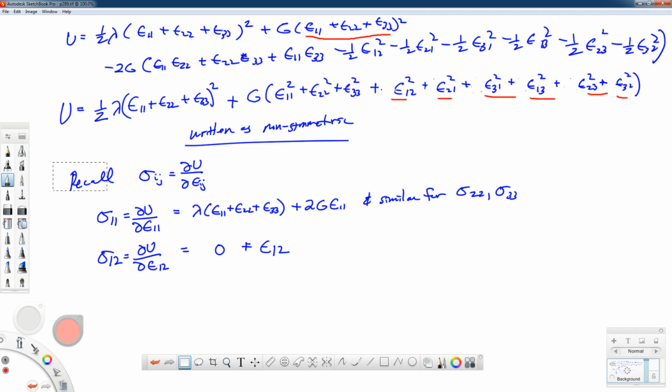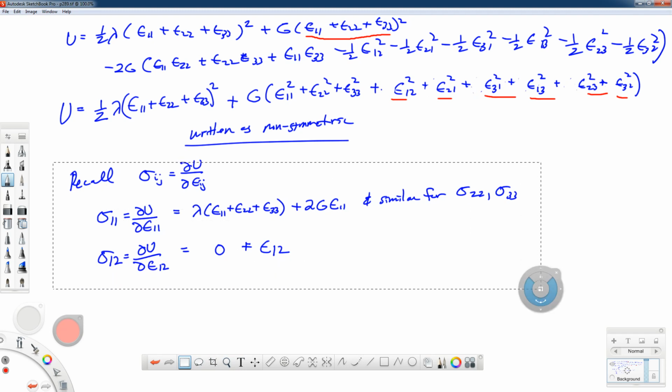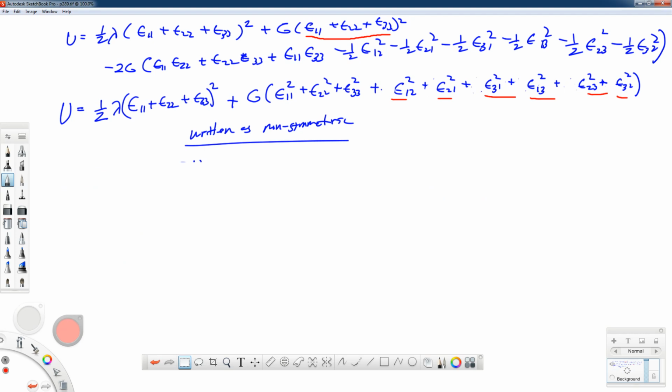You might notice that I had erased a few things and had made a little mistake there, and I want to come back and fix it. So I'm just going through that kind of fast. But what I want to do next, and the reason why I wanted to start this over again, is because I want to take the partial derivative of u with respect to epsilon 1 1, because that's what sigma 1 1 is going to be equal to.